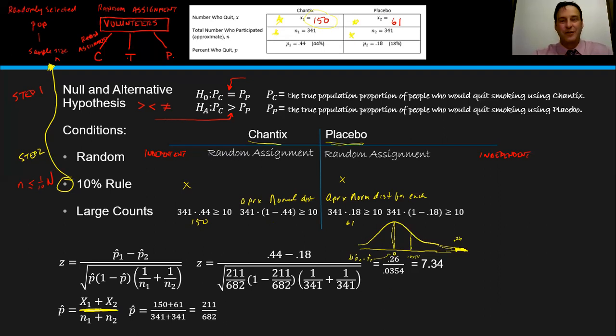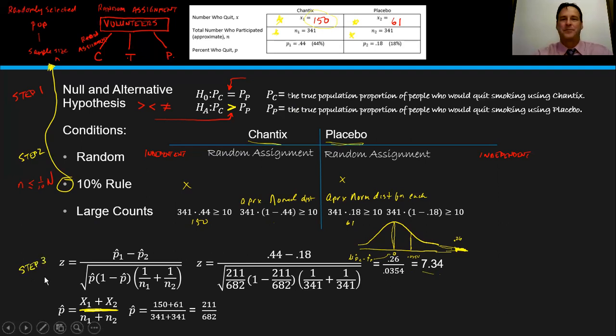Now, why did I shade to the right? Well, again, my alternative is a greater than sign. And if it's a greater than sign, then you'll flow in that direction. We want to find the area in that direction. So the test statistic is found, 7.34. That is step 3.